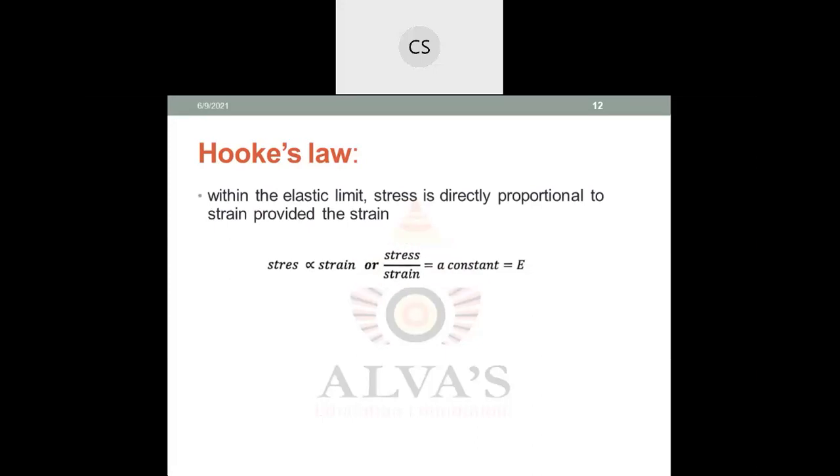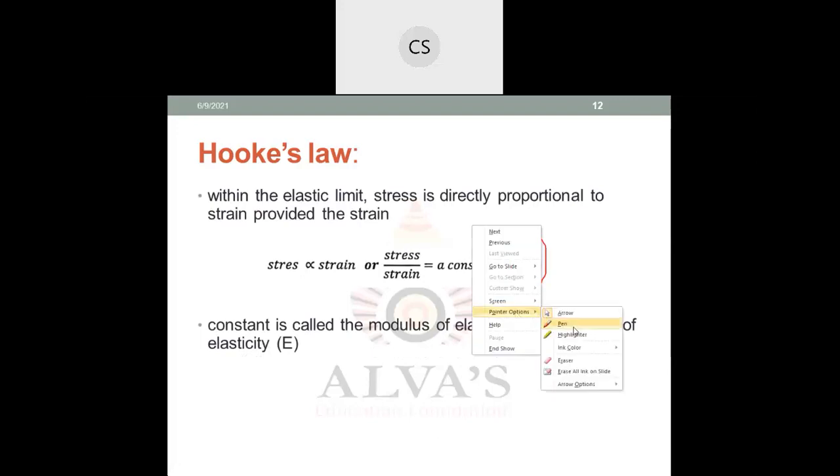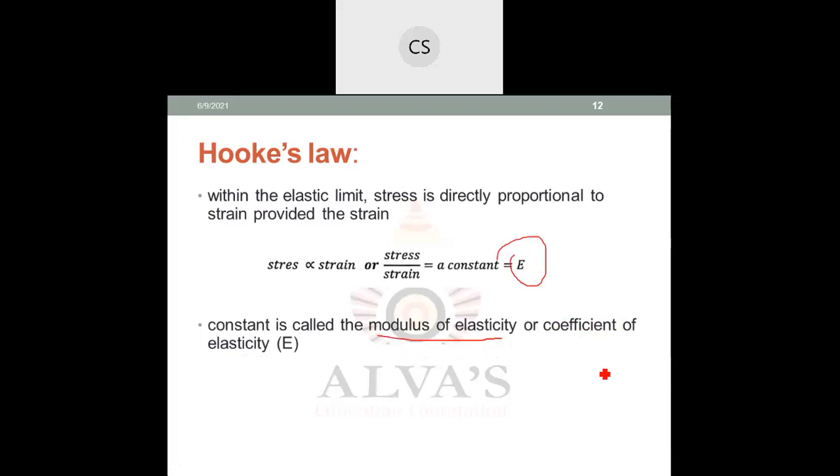So stress is directly proportional to strain, or you can write stress is equal to some constant times strain, that can be written as stress by strain is equal to a constant. Let us designate that constant by E. This constant is known as the modulus of elasticity, or it's also known as the coefficient of elasticity.